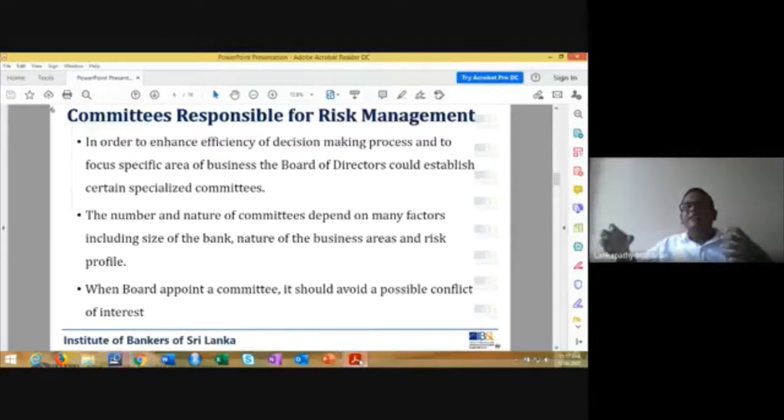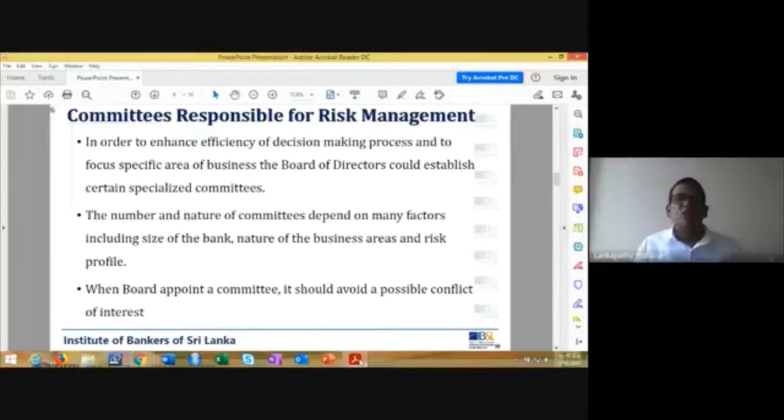There's a conflict, because as a DGM credit, he has to show the performance in the credit performance, as well as member of the audit committee, he has to find the mistakes in the operations. So when there is an audit in the credit operation, there will be an unbiased or biased situation. So the interests are getting conflicted. So when the bank top management board of directors appoint a committee, it should avoid a possible conflict of interest situation. This is the committee responsible for the risk management.